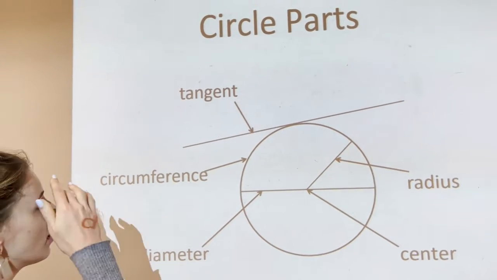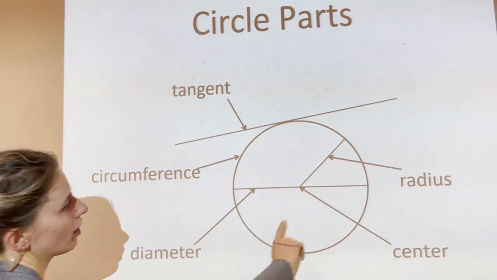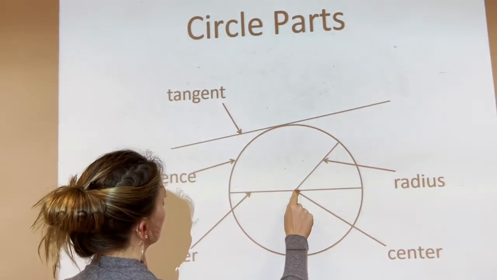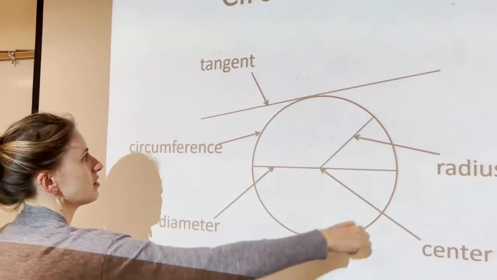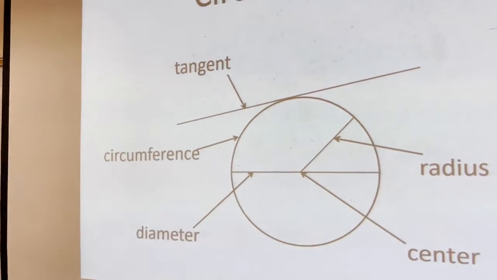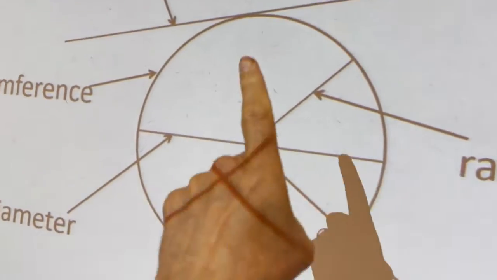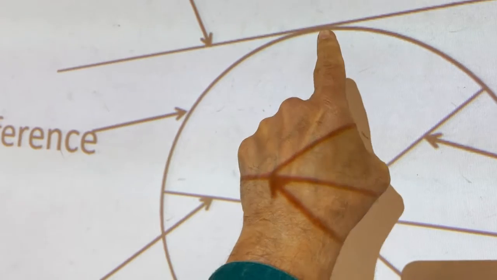All right, so we've got a circle, we've got our radius, our diameter, the center of our circle, and this is a line tangent to the circle. Circumference is going to be the whole way around. The important thing about the tangent is it's perpendicular to the radius at that point.